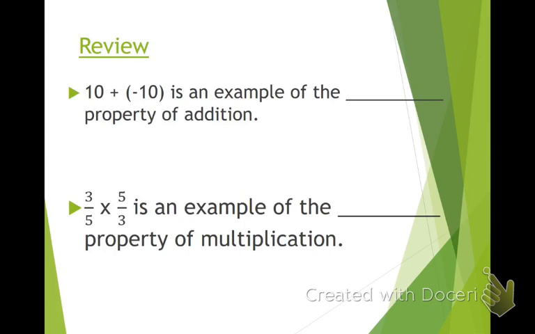Okay, it is not commutative property. It has nothing to do with order. I did not switch the order, and you can't tell just by looking at 10 plus negative 10 that I switched the order. So it's not commutative. What about associative? Did I switch the grouping and still get the same answer? No, definitely not, okay? How about inverse? Do you think it's inverse?